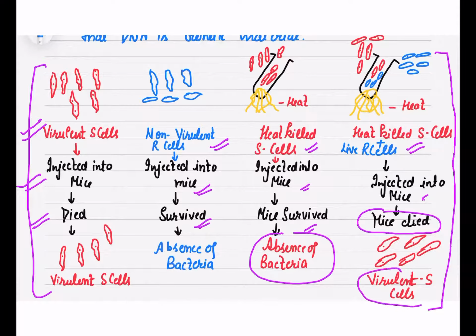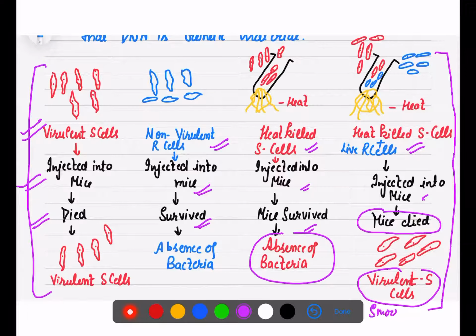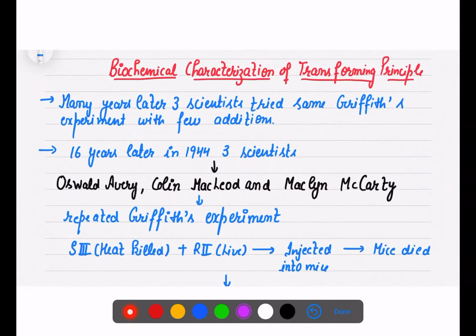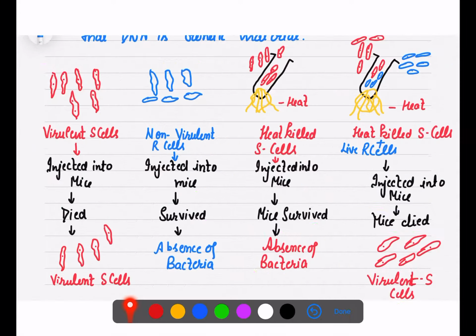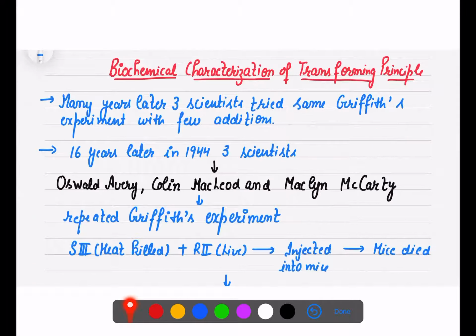So it means smooth virulent cells were present there, and because of these virulent S cells, the mice died. So this flowchart or diagrammatic view you can draw when you are attempting this answer for a 5 marks question, right? Next, I told you, how did scientists prove the biochemical characterization of the transforming principle. Many years later, three scientists tried Griffith's experiment.